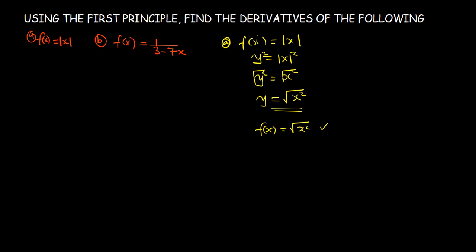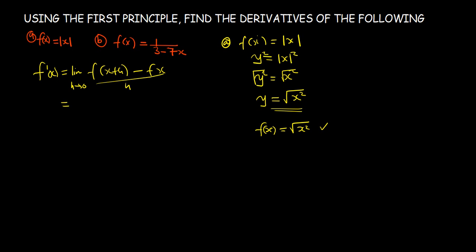Then we apply the formula. The formula states that f prime, or just dy dx, of such a function using first principle is given by the formula: the limit as h approaches 0 of f of x plus the change in x, minus the initial f of x, over the change in x. That's the meaning of this principle.